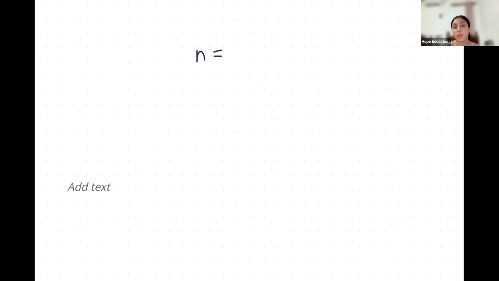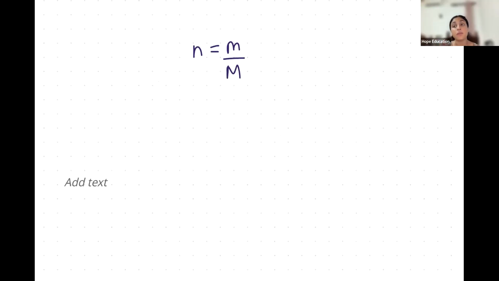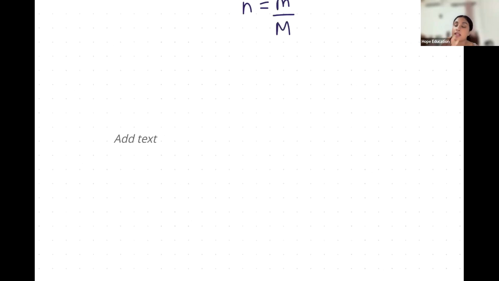Okay, so just to do a little bit of a recap of what we have done in the previous weeks, in grade 10 on the quantification, we have learned the equation n equals m over M. n is the number of moles, m is the mass, and capital M is the molar mass, right? When we were learning this in grade 10, I told you we will be using this a lot in grade 11 as well.